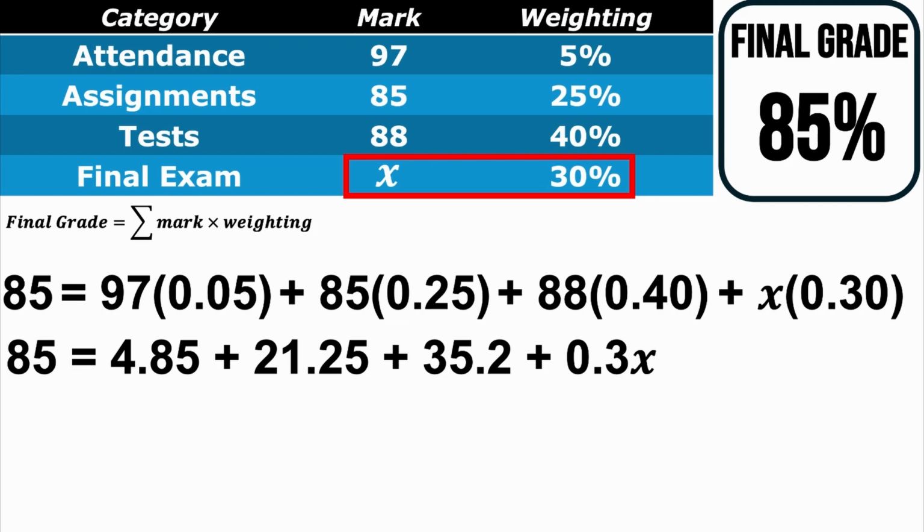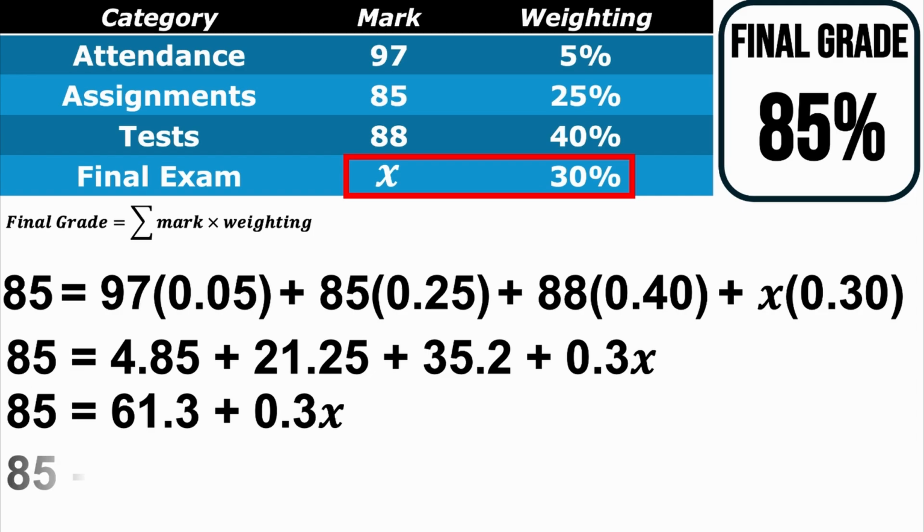I still don't know what x is. However, if I simplify further by doing all of that addition on the right-hand side of the equal sign, it gives me 85 is equal to 61.3 plus 0.3x. Now, I'm trying to isolate for x, so I want the 61.3 to the other side, and if it goes to the other side of the equal sign, I need to use inverse operations, so it becomes a negative, and so 85 minus 61.3 is equal to 0.3x.